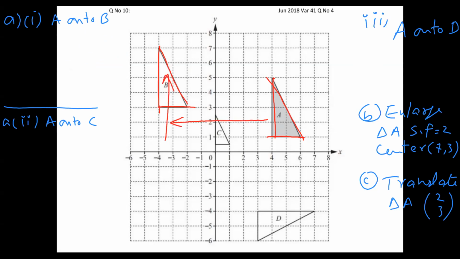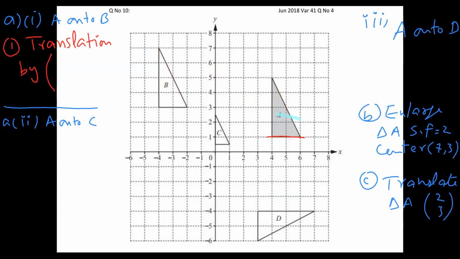This is called translation. It is a 2 mark question, okay? So 1 mark for translation, and 1 mark for the column vector, the second answer you will give here. What is a column vector? Let's start. You can see here from A onto B. Count the boxes. It's not a hard job.